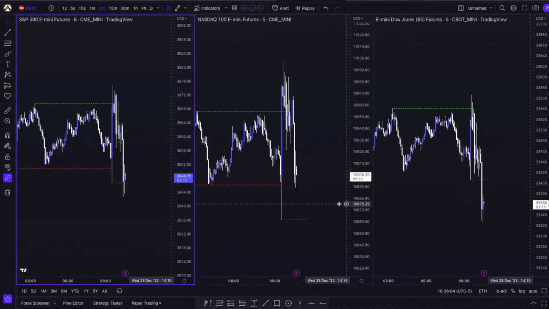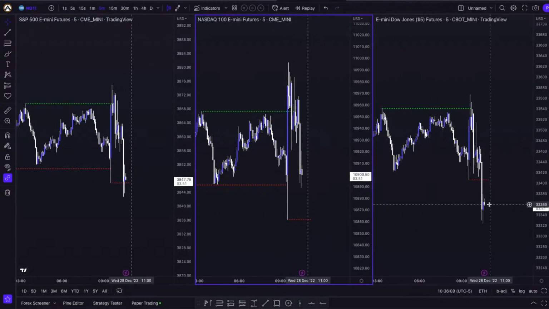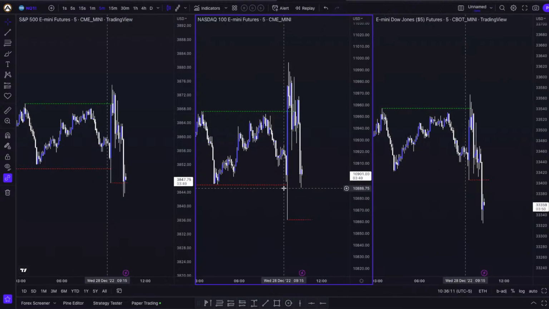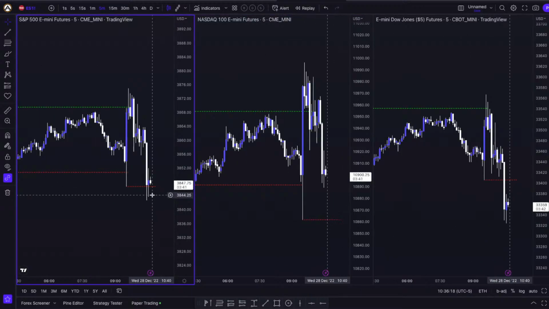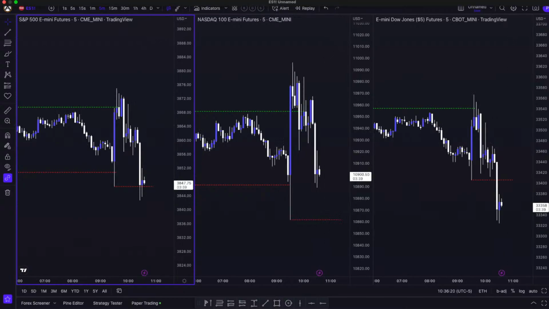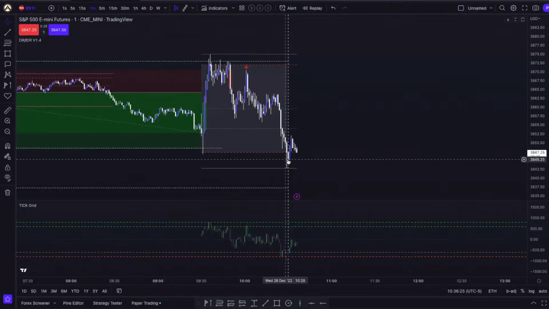All right, so we still have this huge divergence between the Nasdaq and S&P 500 and Dow Jones. We did not form a new lower low since 9:30 on Nasdaq, but we already formed this low on S&P 500. We now have to wait and see. We still have 4:30. Hang on.